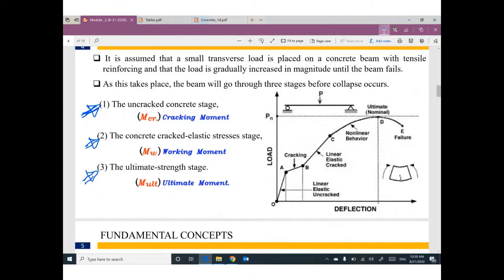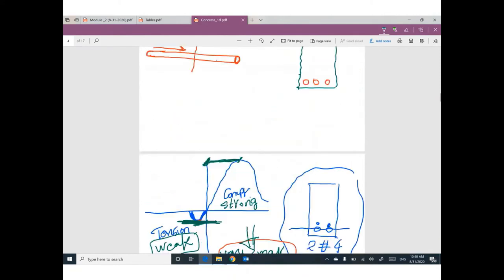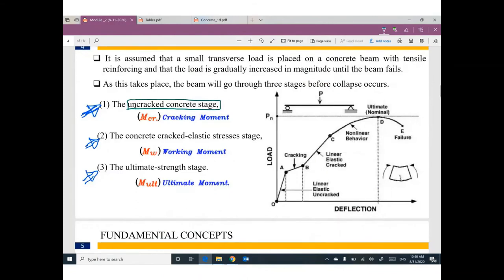The first stage can be called the uncracked concrete stage. What does it mean, uncracked? This concept is very important. Uncracked means your load is small enough to cause tension in concrete, and this tension is still within the limit of tensile strength of concrete. That means the concrete is still okay in tension. Nothing will happen. So we can call this stage uncracked concrete. The whole cross section of concrete is still okay, still working. So we can represent this moment by MCR, M crack, or cracking moment.